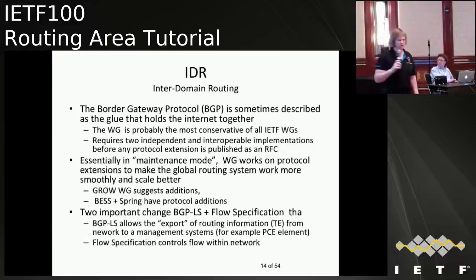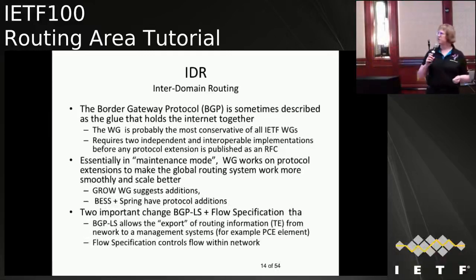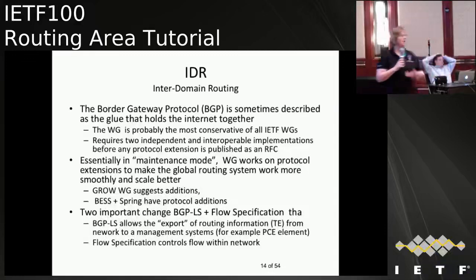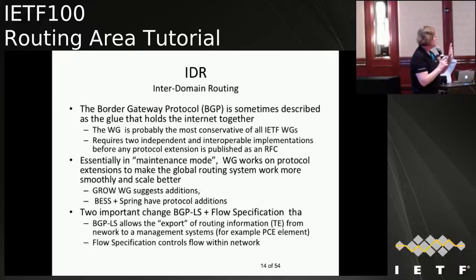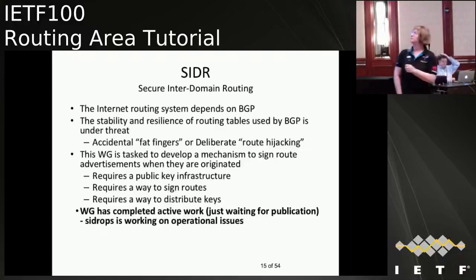So there are two important changes going on right now. There's BGP link state, or BGP-LS, which is exporting data on the routing information for traffic engineering, so you can pick the paths you're going through. That's stuff that goes into calculation SDN boxes, sometimes just data to manage the network. And then there's flow control specification, which is a way that you can send denial of service filters throughout the network using BGP.